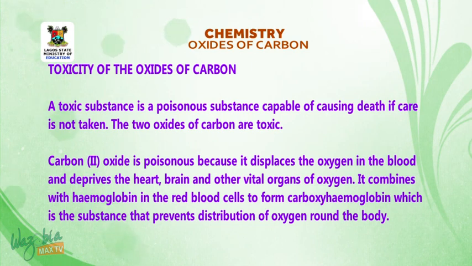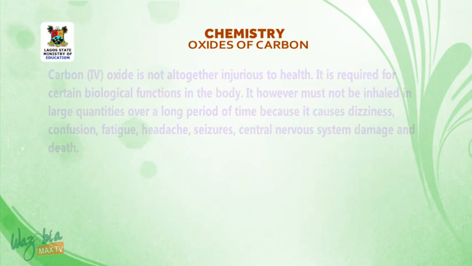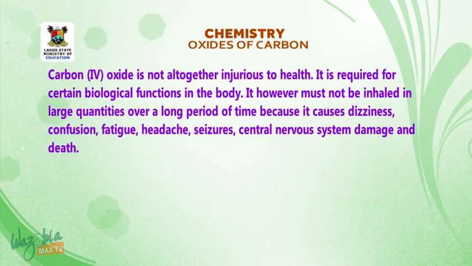Carbon 2 oxide is poisonous because it displaces the oxygen in the blood and deprives the heart, brain, and other vital organs of the body of oxygen. It combines with hemoglobin in the red blood cells to form carboxyhemoglobin, which is the substance that prevents distribution of oxygen around the body.